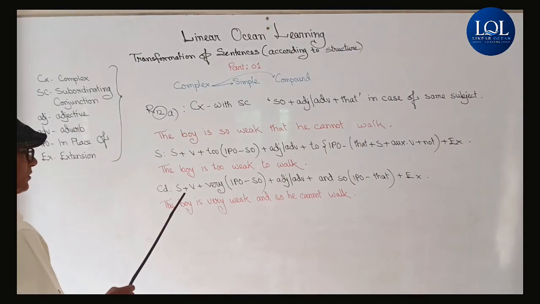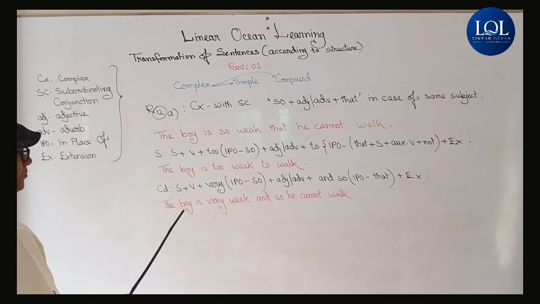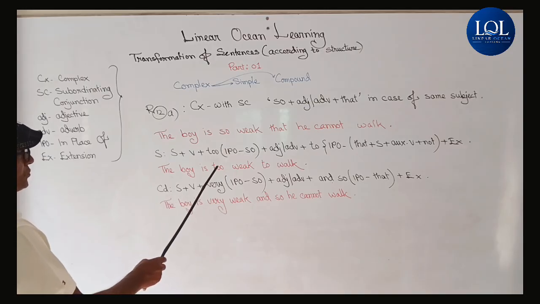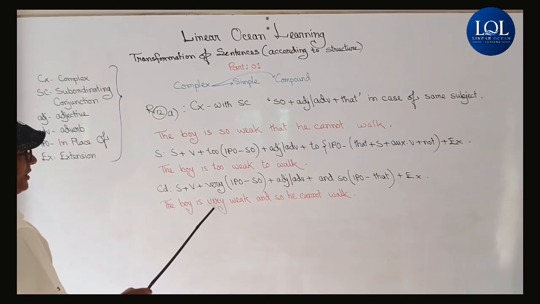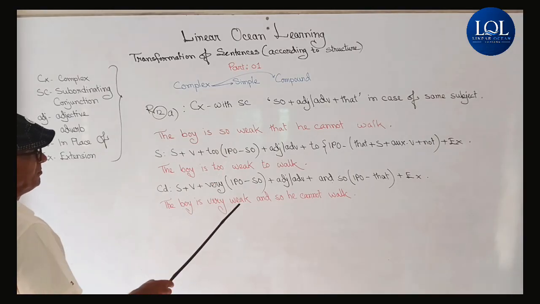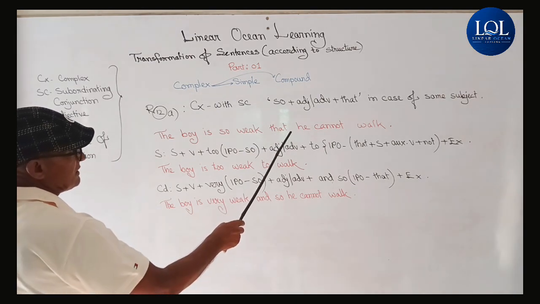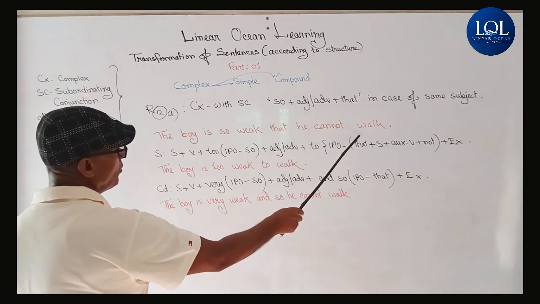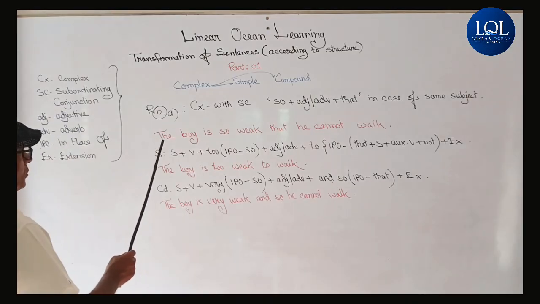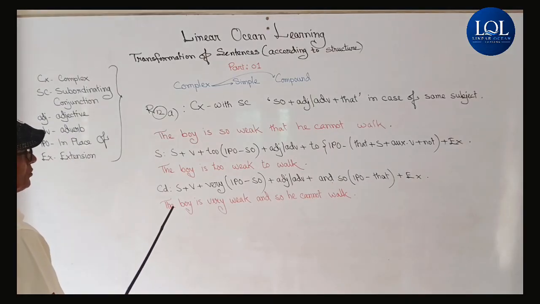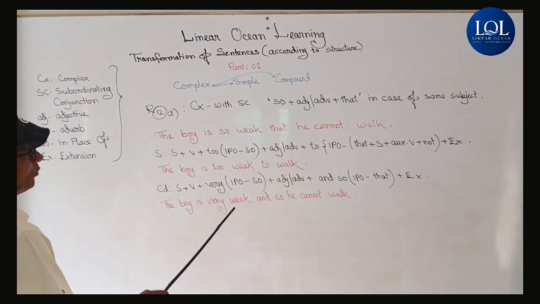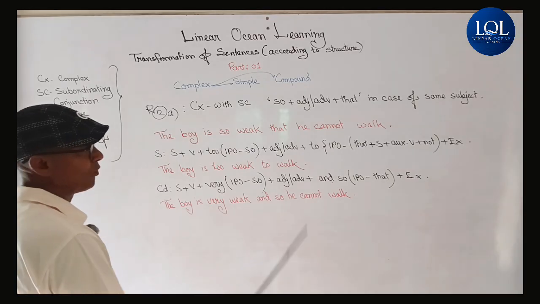Now let us follow the structure. Subject the boy, verb is, so very, adjective weak, and in place of that it is and so, plus extension, that means he cannot walk. So the compound sentence we are getting is: the boy is very weak and so he cannot walk.